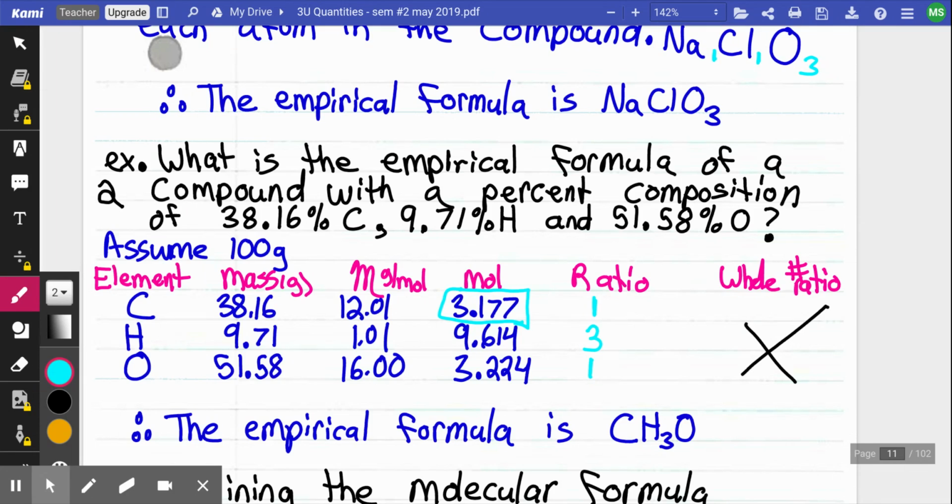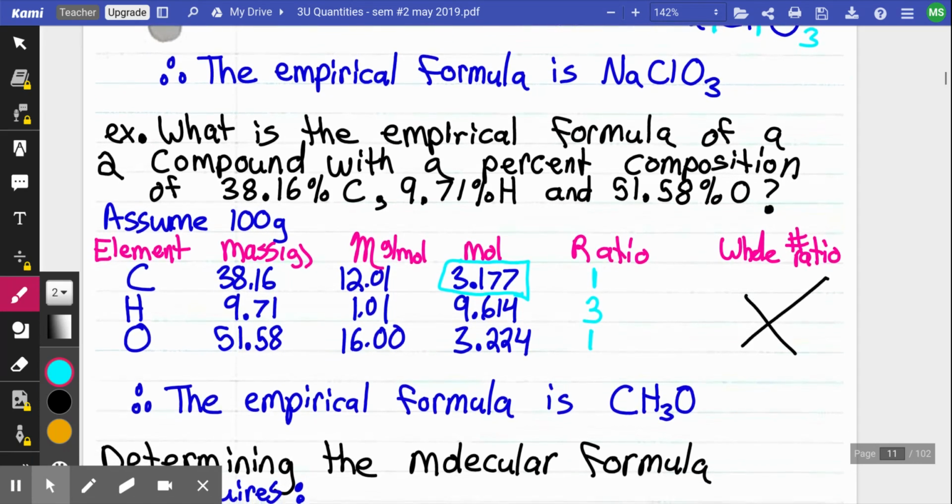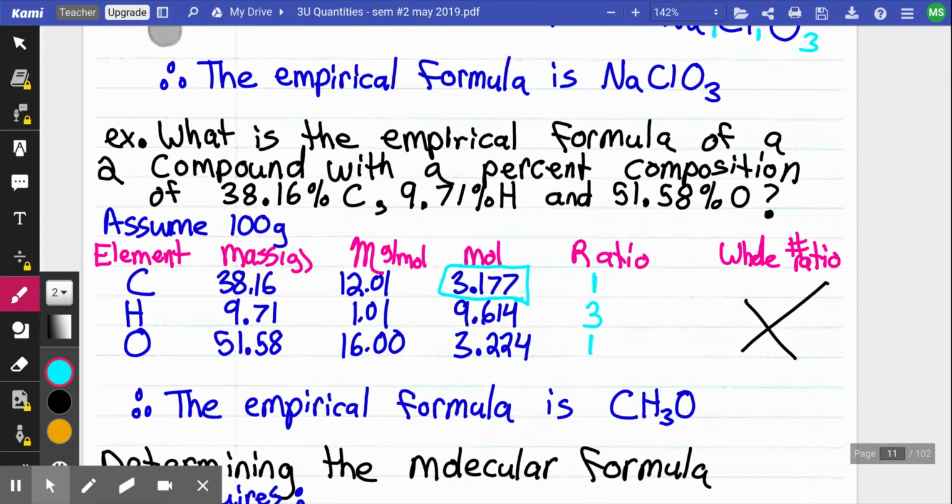So when I calculate my number of moles, my lowest number of moles is 3.177. So this is why I have that in a blue box. So I divide all the other numbers of moles by this number to get the ratio, and I get a 1:3:1 ratio. So that means my empirical formula is 1 carbon, 3 hydrogens, and 1 oxygen. So just make sure you have this copied.